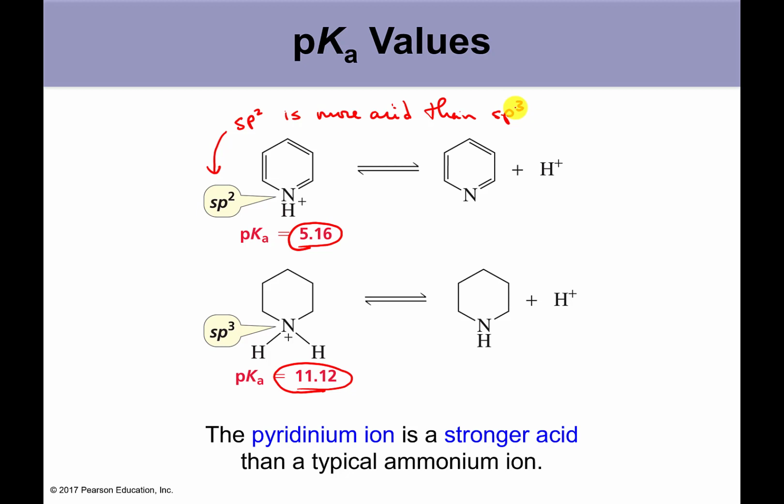And so, as you would expect, pyridine can form pyridinium amine. Pyridinium amine, because it acts as a base, is a stronger acid than what you would find for a saturated amine.